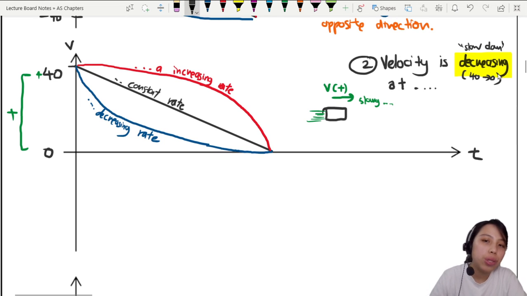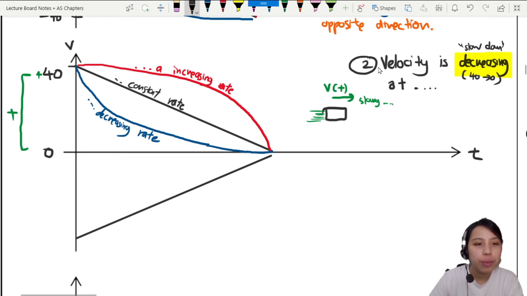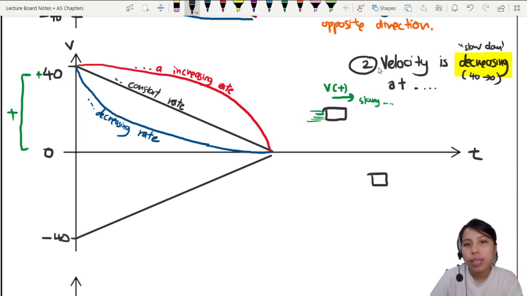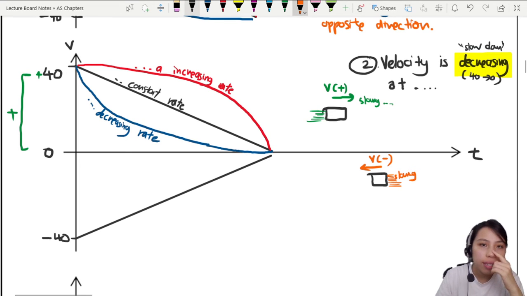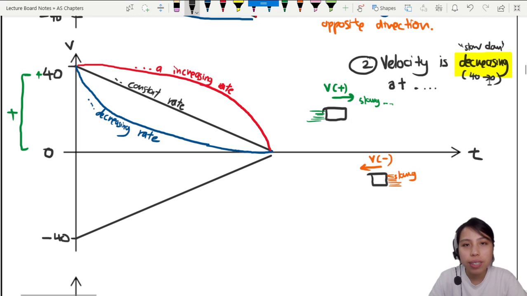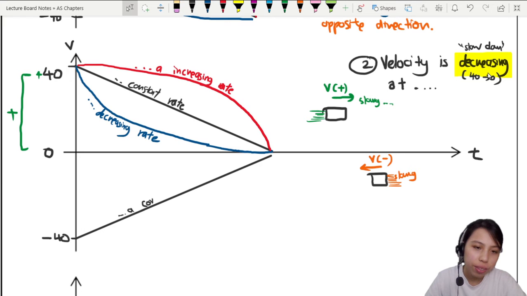Okay. Now, if you want to slow it down but moving in the opposite direction, you go to the negative graph. Let's say like this. And we go from negative 40 all the way up to 0. So it's kind of like saying, oh, you have a box here. It's moving to the left with some velocity. But since it's negative 40, we say to the left, and this is also slowing down. Slowing as it flies to the left. This is velocity is decreasing at a constant rate.